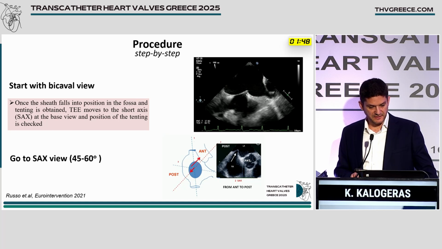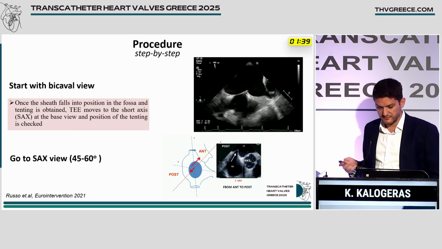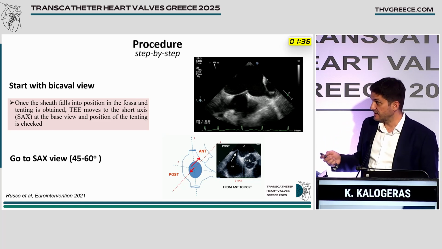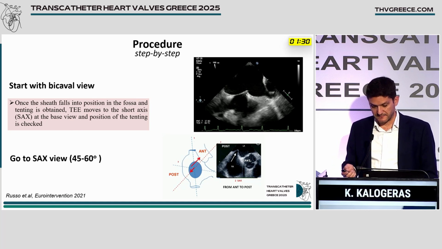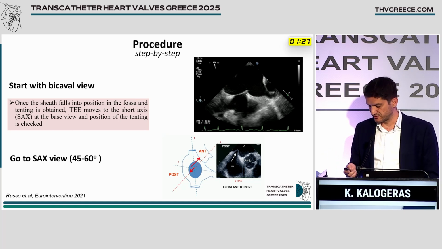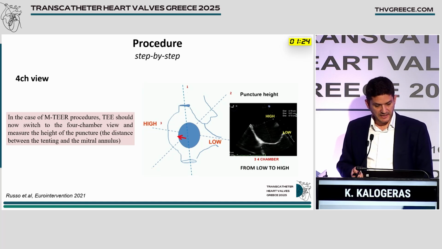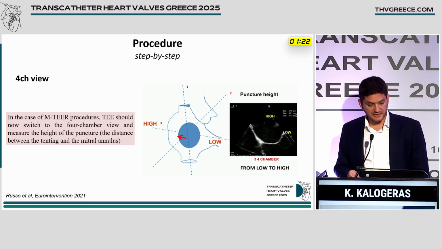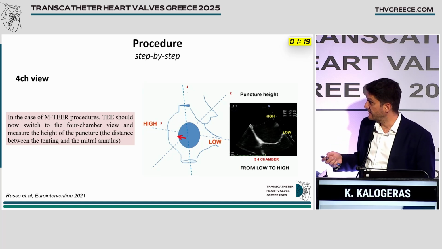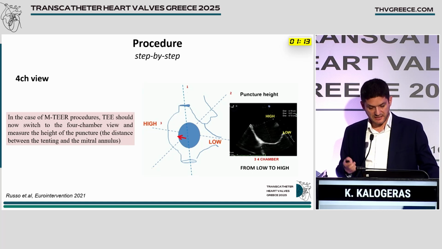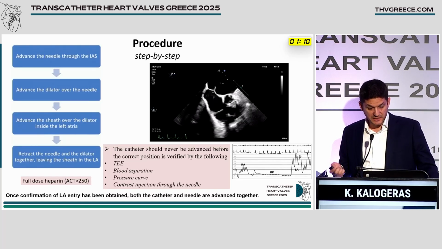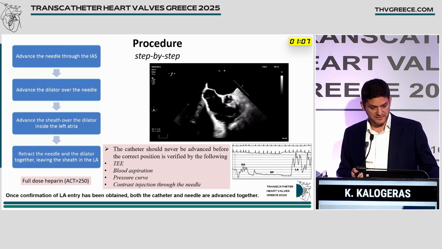We start with the bicaval view, and once the sheath falls into the fossa, we are looking for the tenting in this superior-inferior axis. And once we are happy with this plane, we go to the short axis view in order to guide ourselves in the anterior-posterior position according to the aorta. And if it's a case of MTER, then we should switch to the four-chamber view to measure the height from the puncture site, from the tenting, to the mitral annulus as described before. And when we are happy with that, we are ready to cross the septum, to advance the needle.